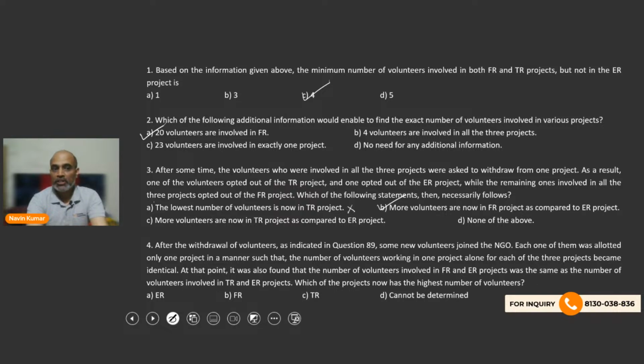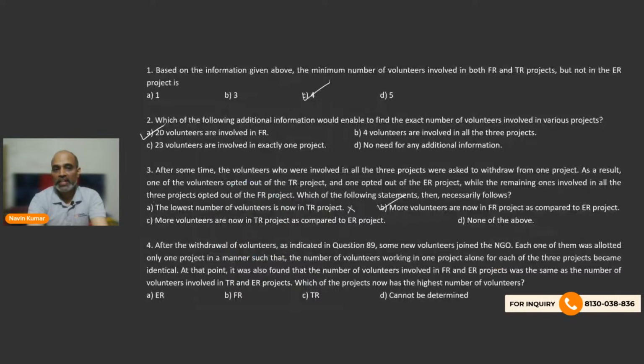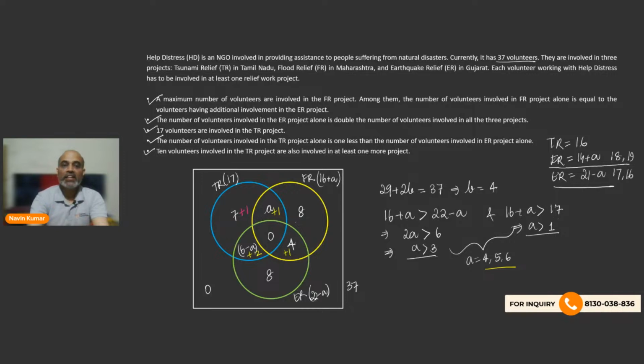Each one of them was allotted only one project in a manner such that the number of volunteers working in one project alone for the 3 projects became identical. So if they are going to be identical, that means only one person comes here, right? So that it's 8, 8, and 8. At that point, it was also found that the number of volunteers involved in FR and ER was the same. So FR and ER are going to be the same. That will happen because now we have 17 people in TR and we also need 17 people in ER. That will happen when A is 4, right? 21 minus 4 is 17.